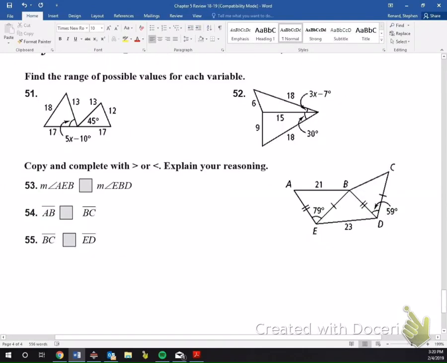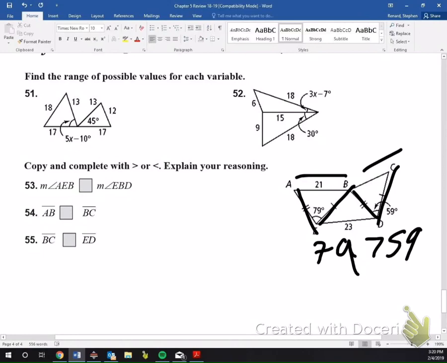Okay. Finally, we have number 54. We're comparing AB and BC. So with AB, we know that we have these two sides, and they match up with this triangle with those two sides. We know that 79 is greater than 59, which means that AB is greater than BC.